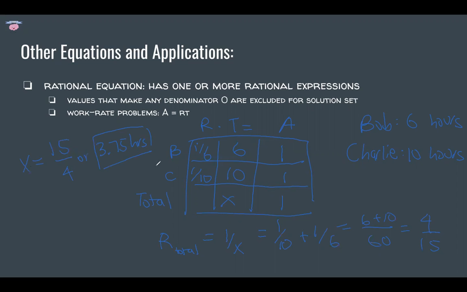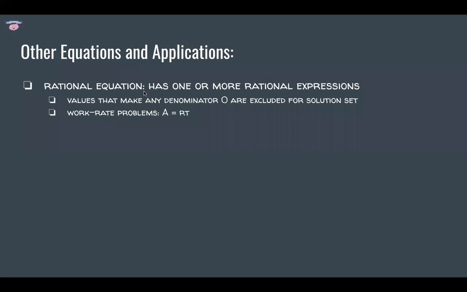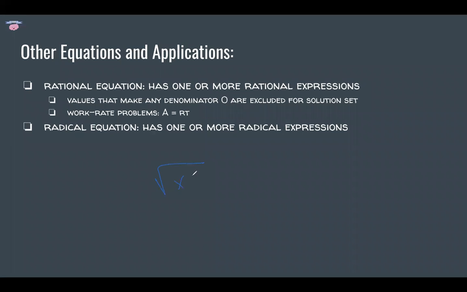Notice that it's not just 8 hours, as you'd get by taking the average of their times. You actually have to solve and calculate this. A radical equation has one or more radical expressions. So for example, root x minus 2, plus 3 is equal to 0.